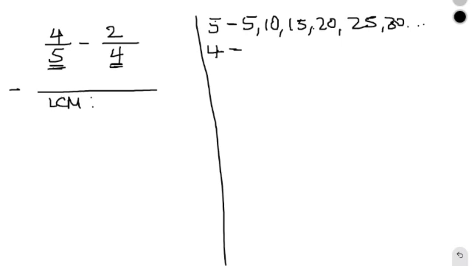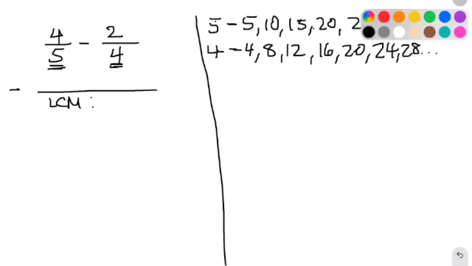Then we look at the 4. 4 times 1 is 4, 4 times 2 is 8, 4 times 3 is 12, 16, 20, 24, 28. You may realize that I'm stopping in this instance at the 28 or the 30 for the 5. You don't have to stop there. You can continue on. What that would do is increase the probability of you finding more common multiples if you just continue listing on.